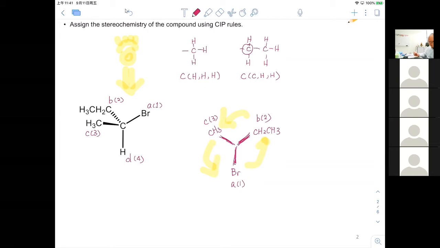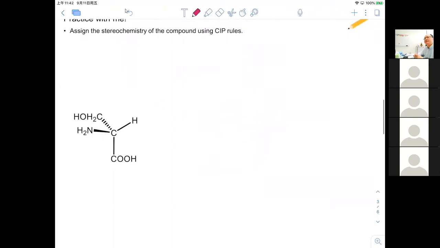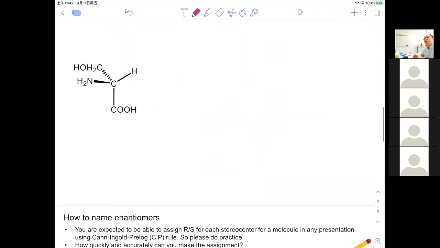Sorry, it should be S. So the ABC meets your left hand, sinister, so it's S. Okay, so the stereocenter is defined as S. Let me check if it's right. ABC. Yeah, it's S. So if we look at the next example, it's a little bit more complicated.